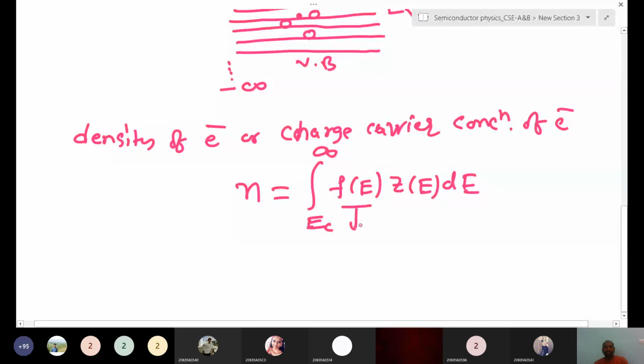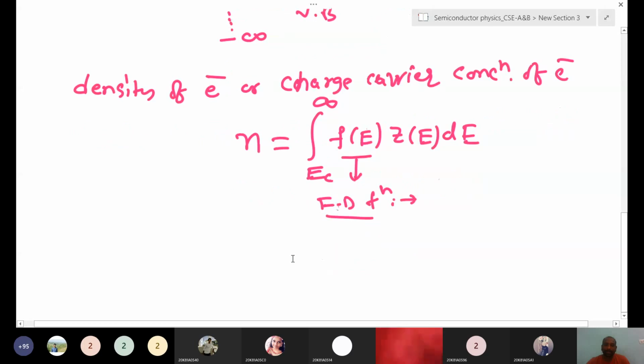This Fermi Dirac function means what? You know the Fermi Dirac distribution function. What information will it give? You have studied these distributions. What does it mean? If you don't know, okay.